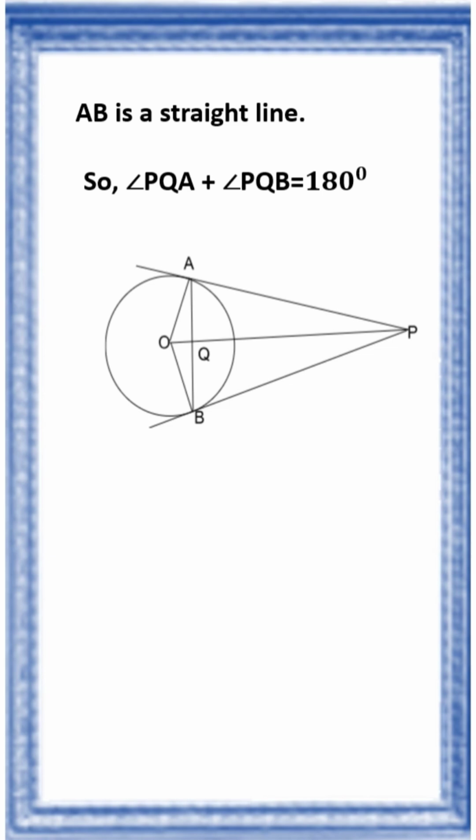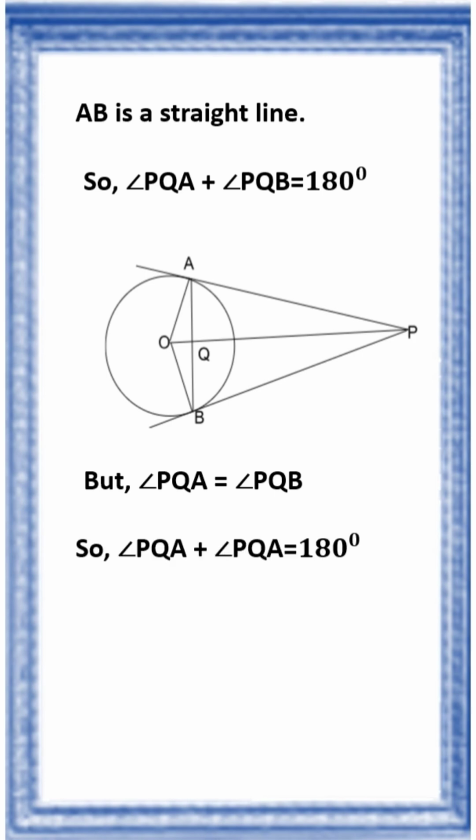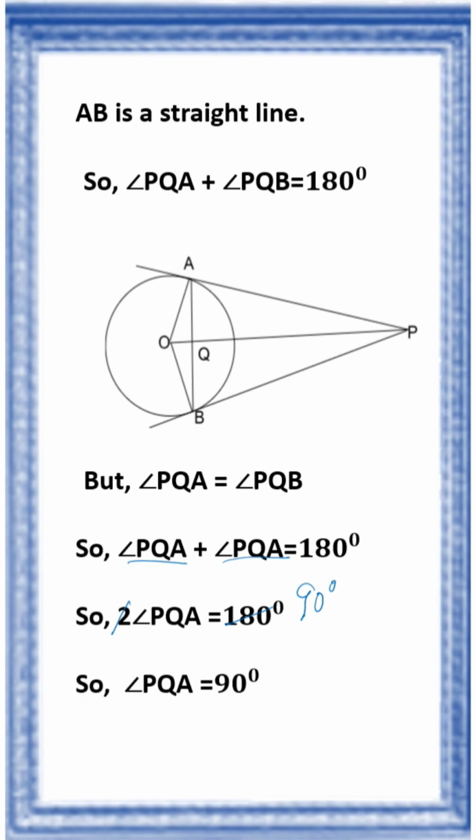AB is a straight line. So, angle PQA plus angle PQB is equal to 180 degrees because they are linear pair angles. But angle PQA is equal to angle PQB. So, angle PQA plus angle PQA is equal to 180 degrees. So, 2 times angle PQA is 180 degrees. So, angle PQA is equal to 90 degrees. So, OP is the right bisector of AB.